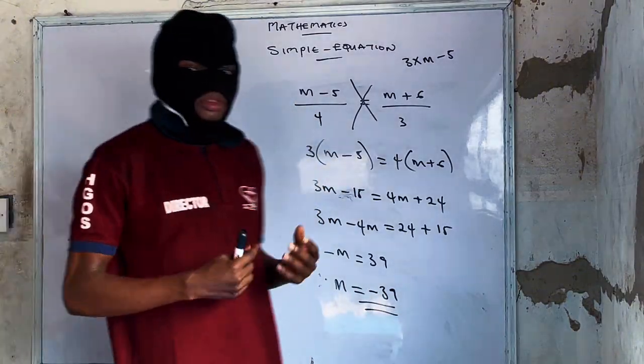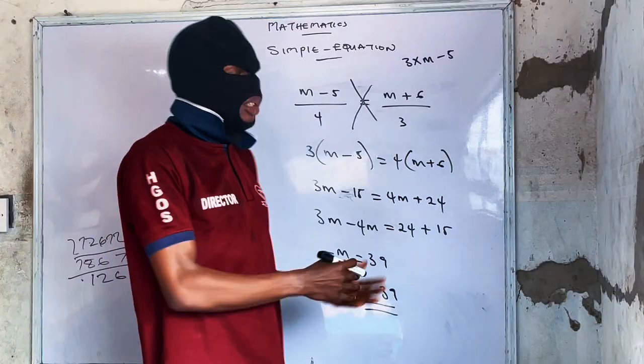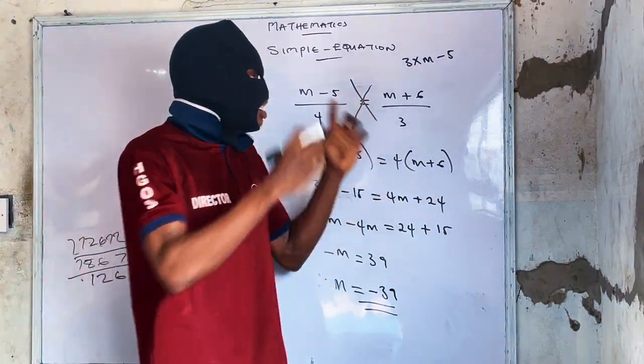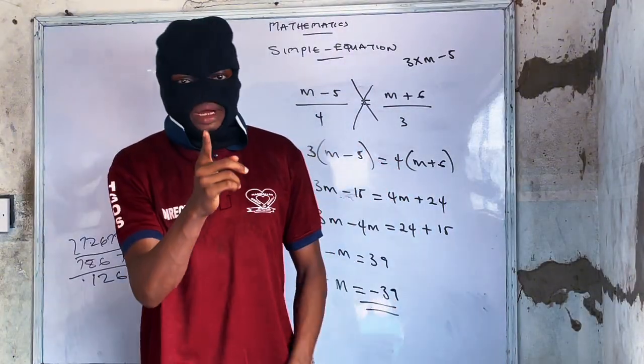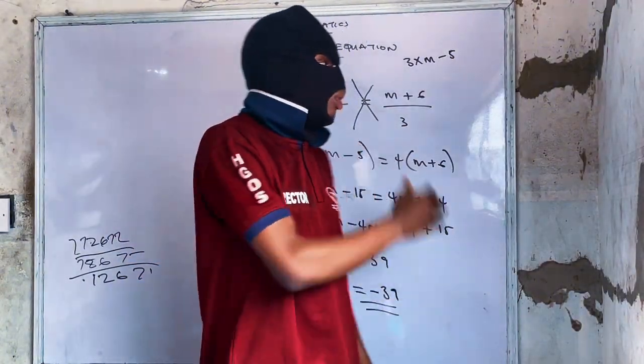Very, very simple. So this is how to cross multiply. Just know that cross multiplying is used to eliminate fractions. Please watch my video step by step so that you can understand simple equations. It is very, very simple.